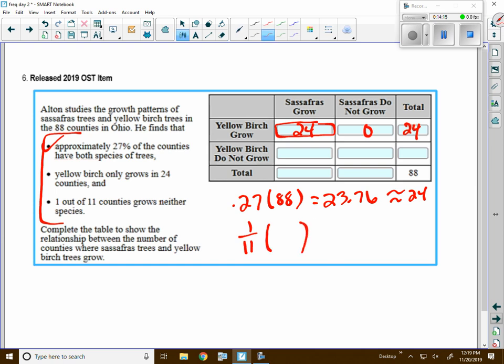And we multiply it by what are we going to multiply by? How many counties are there? 88. Okay, that tells us that 8 of those counties grow neither species. Which box are we going to put that in? Right below the 0, because there's no here and no there. So we've taken care of each one. Now we can fill in the rest based on the numbers that we already have. So 88 minus 24 would be 64. That would be 8. This would be 80. Yep, 56. Thank you. And we're done.